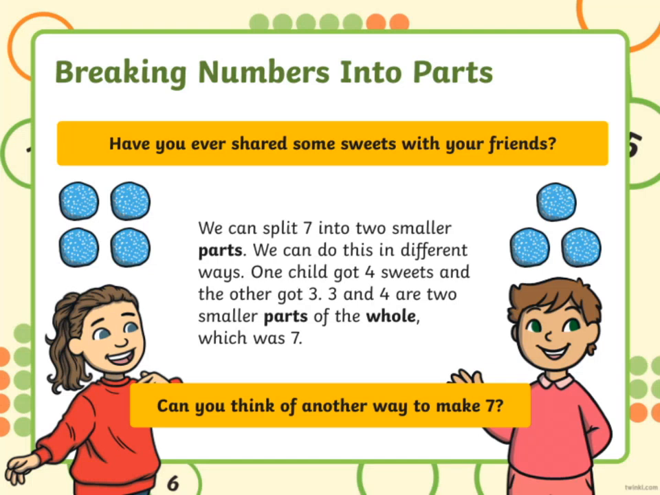Can you think of another way to make 7? Sometimes, it's helpful to think about splitting a number into smaller parts. Have you ever shared some sweets with your friends? Imagine you have 7 sweets. Instead of giving them all at once, you can split them up. We can divide 7 into 2 smaller parts in different ways. For example, one child might get 4 sweets, and another might get 3. Notice that 3 and 4 are 2 smaller parts that add up to the whole, which is 7.